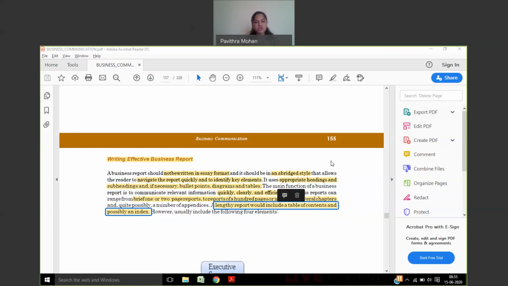Okay, investigation report is if there is any investigation being done, like what happened in Andhra, that particular chemical was being leaked and it had certain casualties, then investigation will take place, and based on that investigation report will be provided. That is called as investigation report.